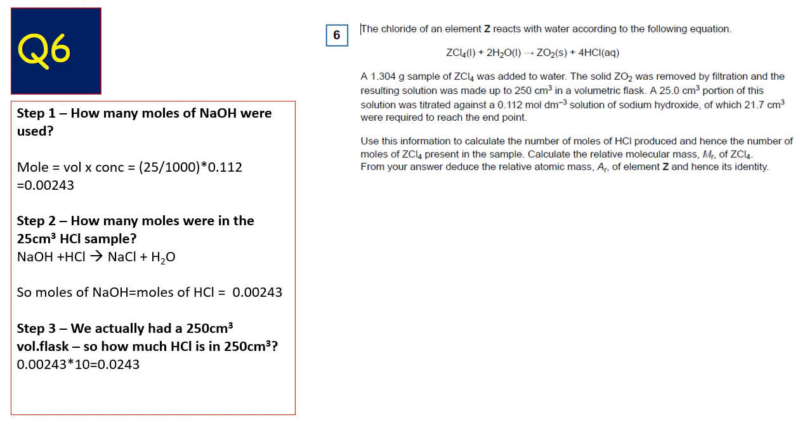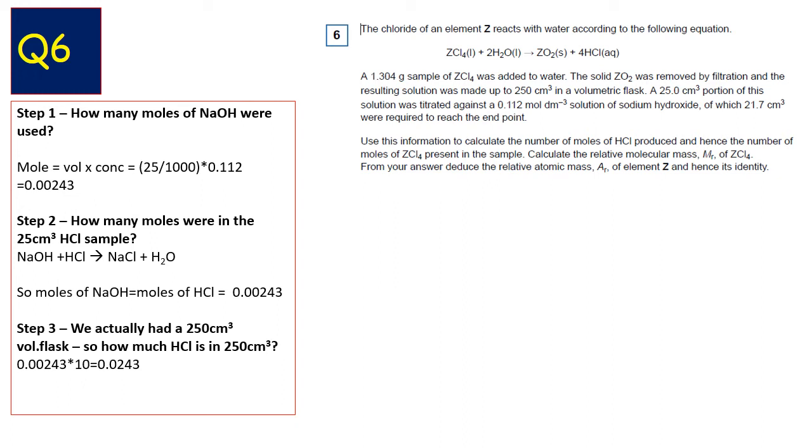Now, they want you to spot: we made a whole flask, or we had a whole flask of 250 centimetre cube. We only took 1/10 of that to titrate against. So we need to know how much was within that original volumetric flask. It's going to be 10 times that number, 0.0243. So we now know how much HCl we had.